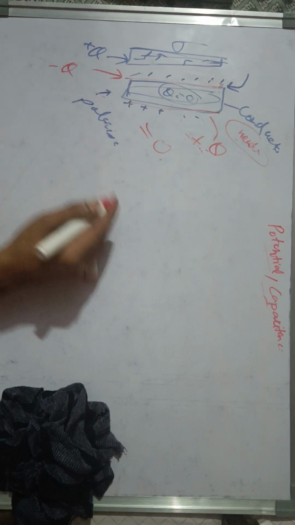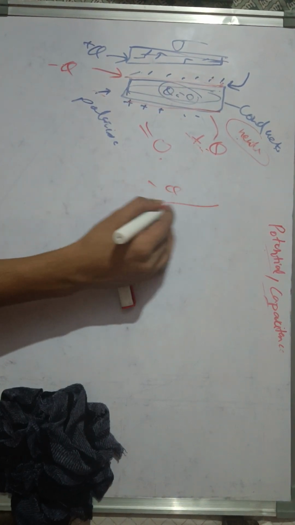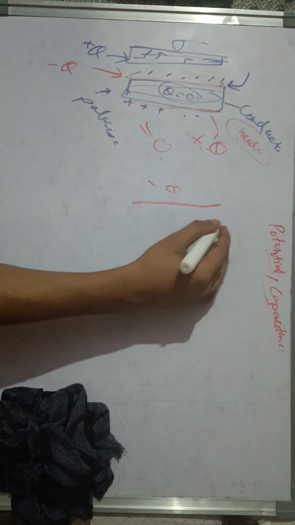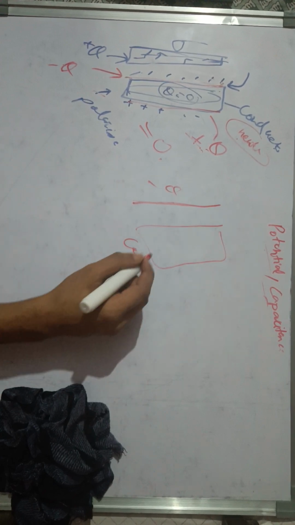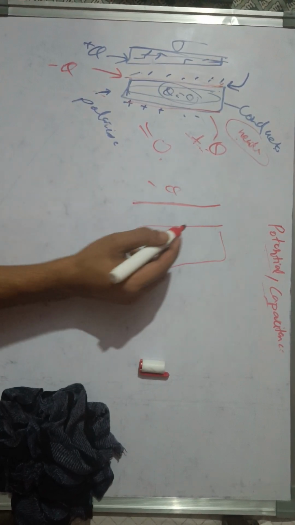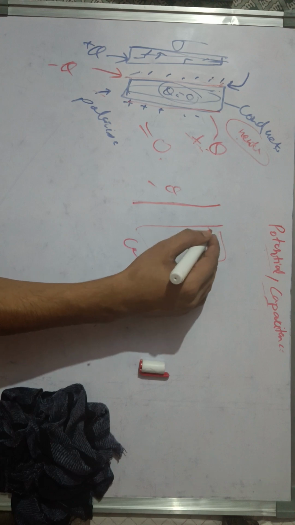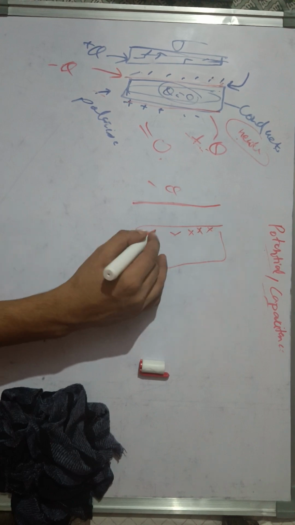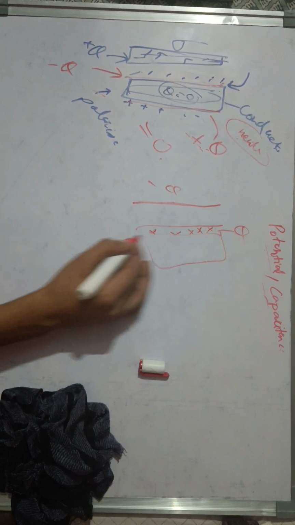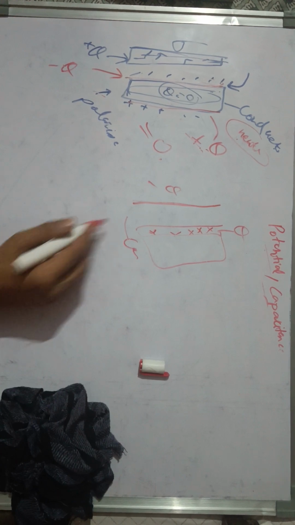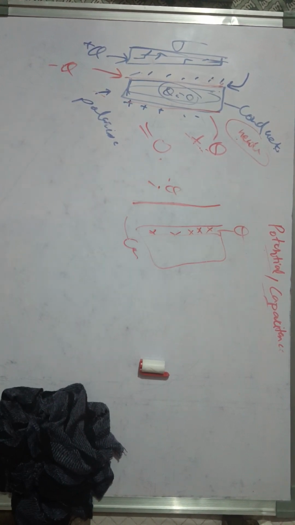Developed on this side. So if there is a minus q charge surface here, and if there is a conductor here, if I place it here, then this conductor will produce some positive charge of magnitude q in this region, equal and opposite to this charge.